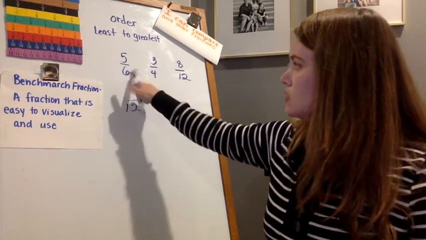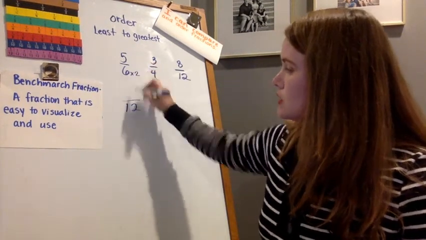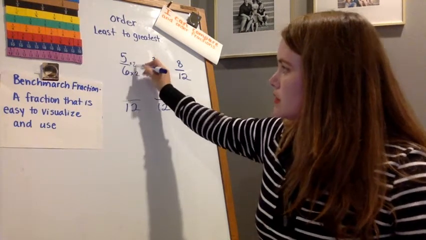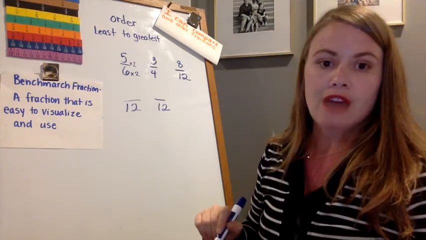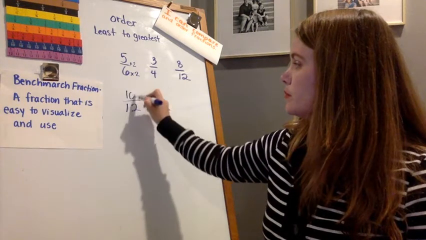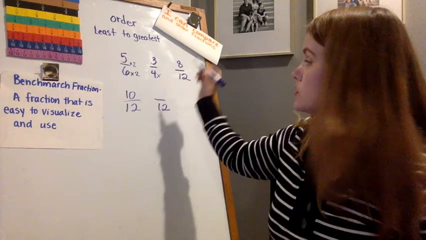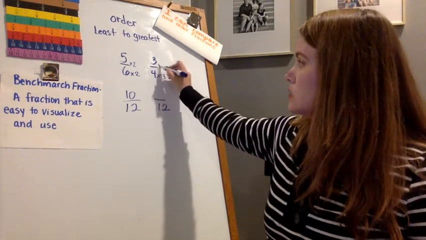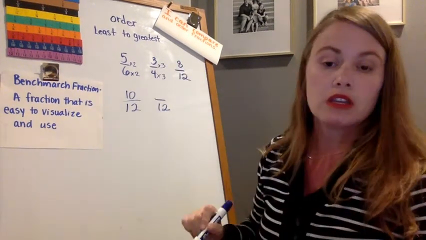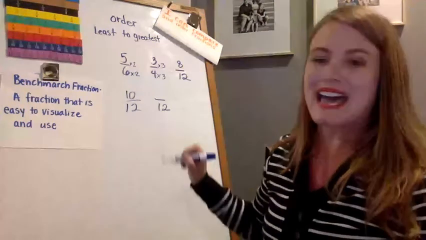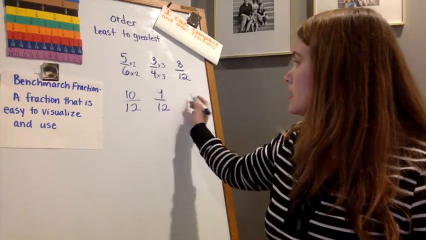All right, so I know I do 6 times 2 to get to 12. So I have to take my top times 2. 5 times 2 is 10. And then I think of my 4. I went 4, 8, 12. So that was times 3. So I have to take my top times 3. 3 times 3 is 9. And then that one just stays 8/12.